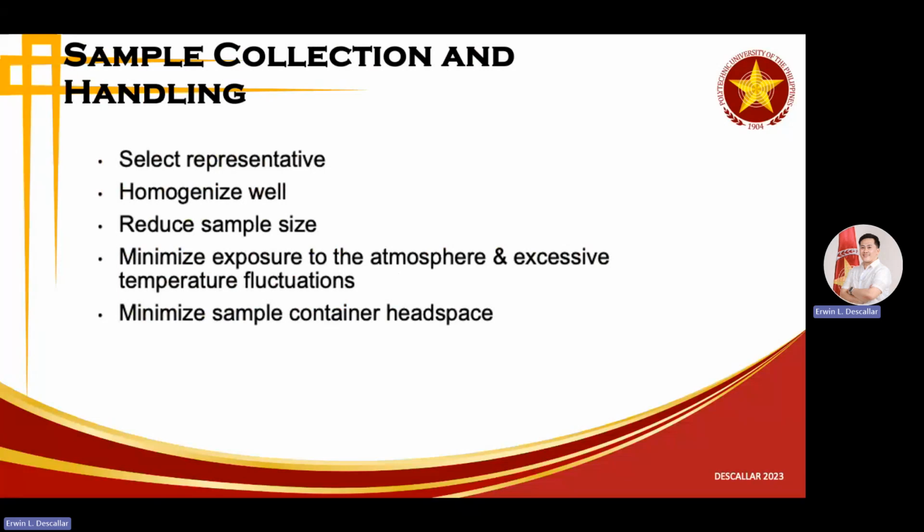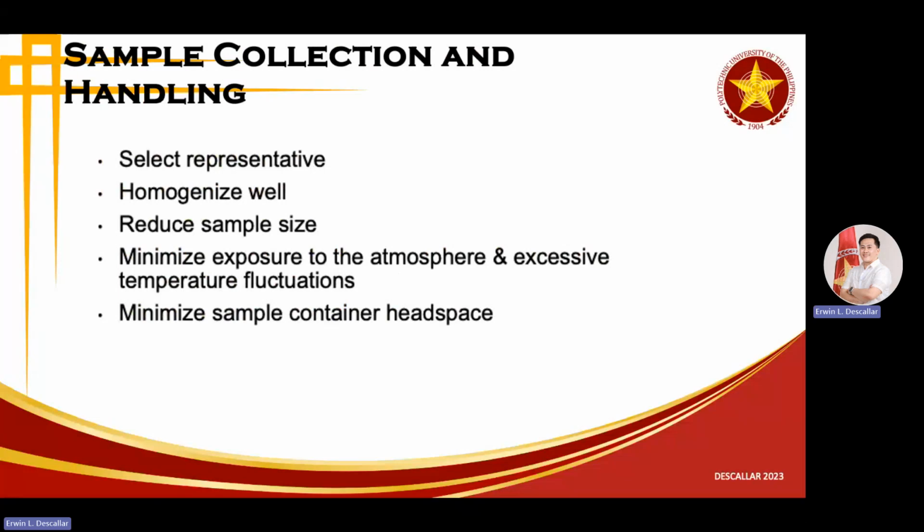Right. The sample collection and handling for moisture determination, of course, nakapag-discuss na tayo dito. How are we going to prepare the sample? How are we going to homogenize the sample? Why is it important to reduce the sample size? And we also understand that the 3-gram sample could represent the whole lot because there is no misrepresentation, provided that you prepared the sample well, provided that you homogenize the sample well.